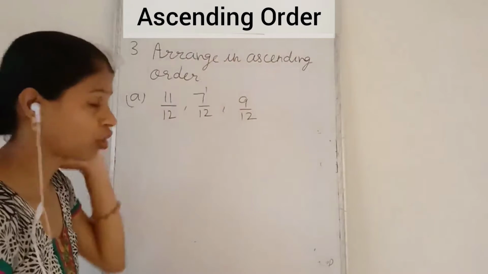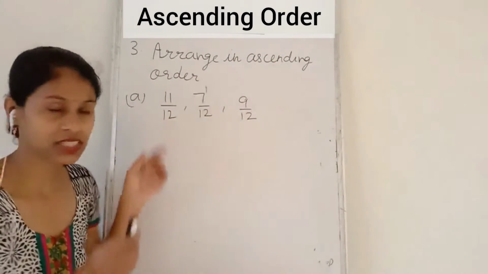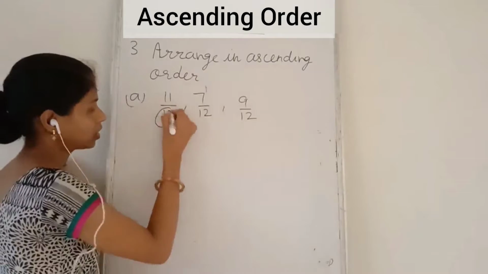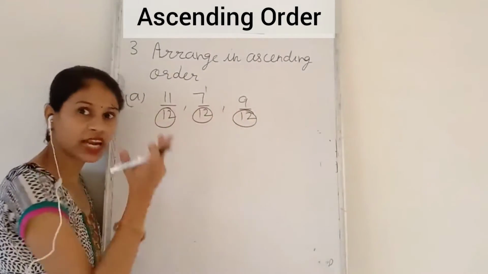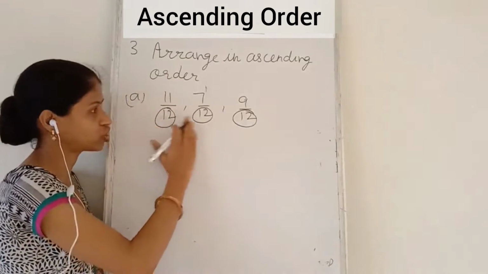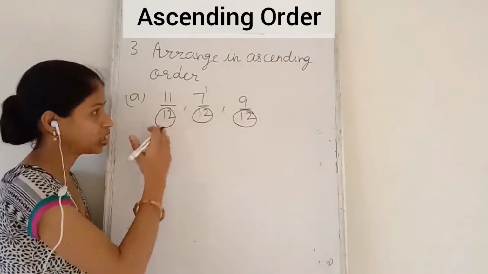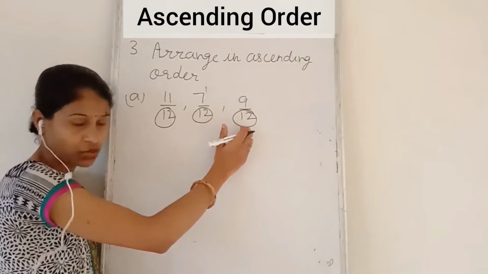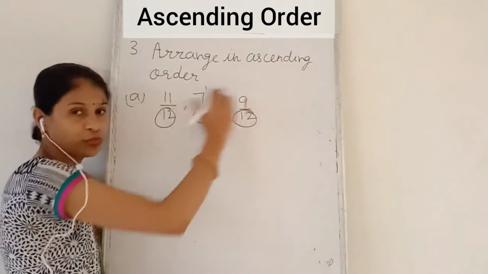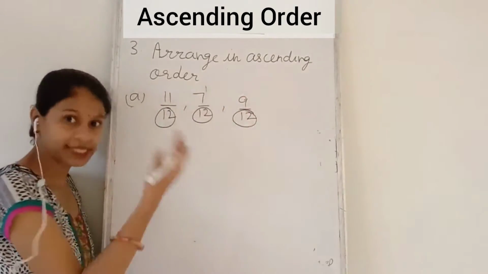In ascending order. Arrange in ascending order. The first case is when the denominators are the same. It means these fractions are like fractions, because those fractions which have the same denominator are called like fractions. So in the case of like fractions, where the denominators are equal, we will see the numerators and we will arrange the numerators in ascending order.